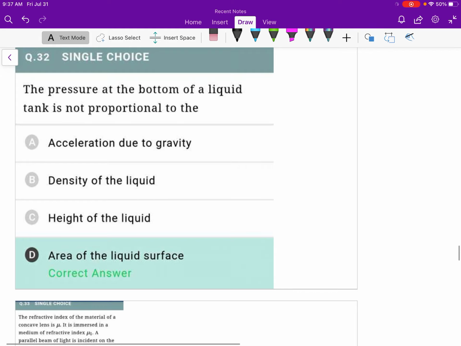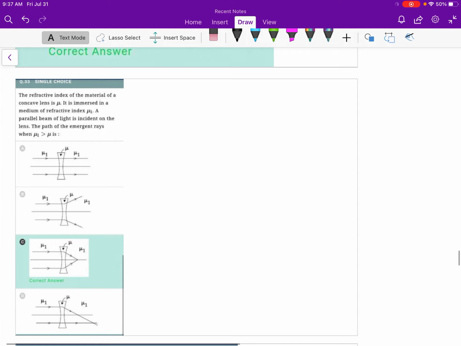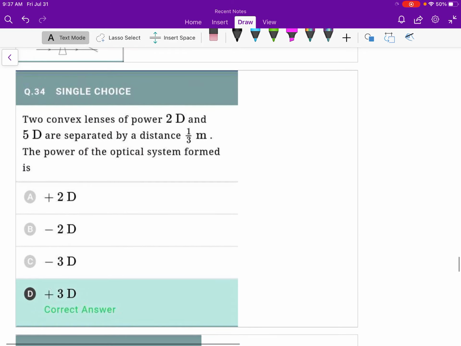The pressure at the bottom of a liquid tank is proportional to rho g h, so it is independent of the area of the liquid surface. When a concave lens is immersed in a dense medium, its nature will reverse. It will become converging. So C is the correct option.